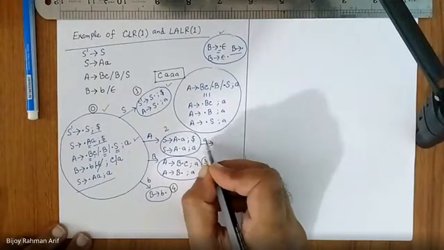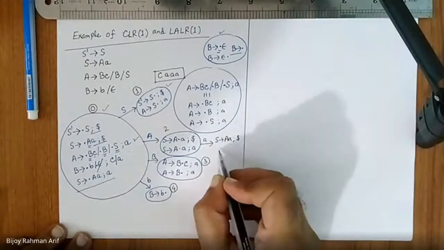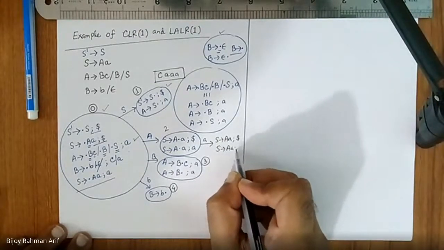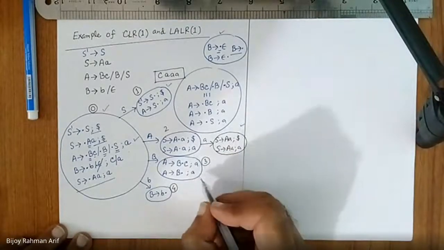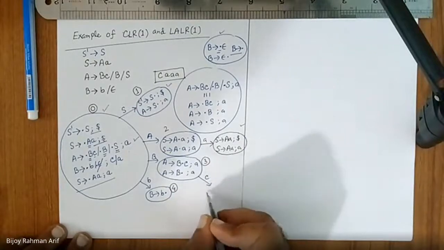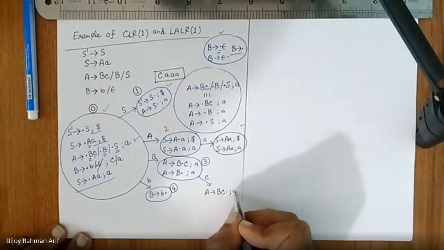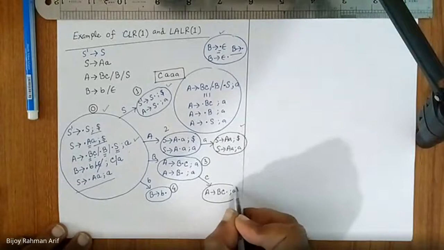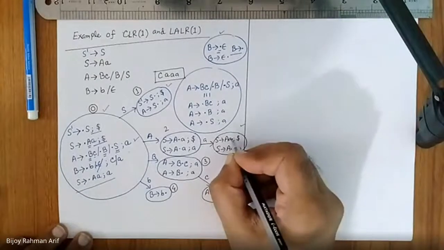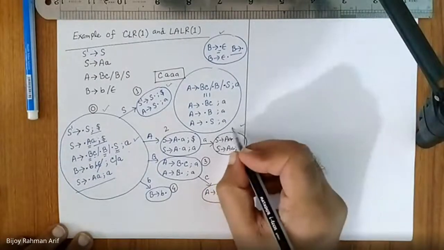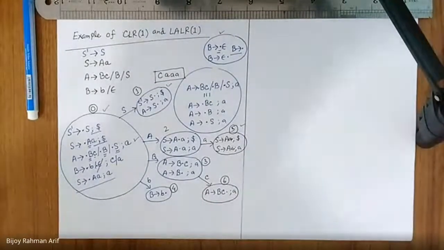So moving on A, we get S derives capital A small a, comma dollar, S derives capital A small a, comma a. Now it is done, and we have shift on small c. So A derives B C dot and we are done. So here we have a final item. Five, six. Now this is the state transition diagram.